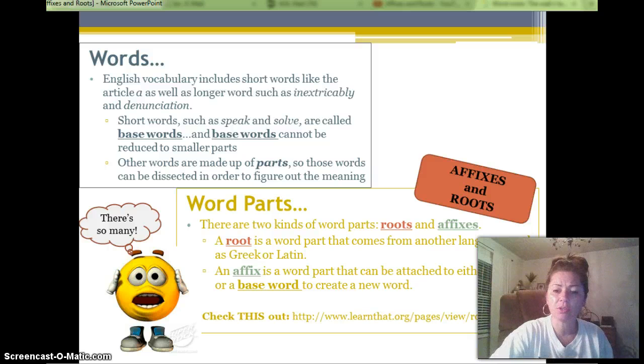And I'm going to show you something now that has to do with root words that's going to maybe make you a little bit crazy, but I want you to hang in there with me. I want you to get a little panicky and say, there's so many, Smitty. Let's go ahead and take a look here.